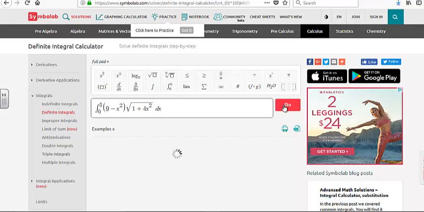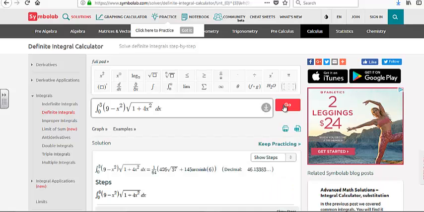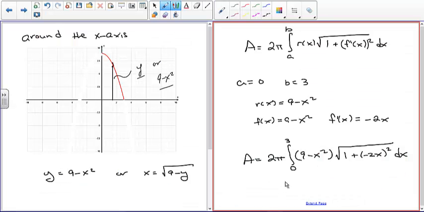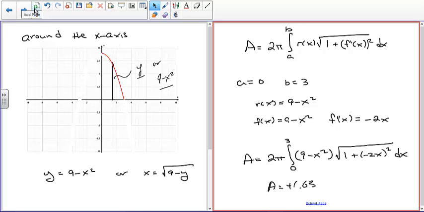See, even it's having trouble. It's like Friday, don't do this to me. Oh, there it is. Okay, so the answer is 46.13. So that's the surface area, 46.13 whatever squared, something squared. So that's the way you would do it, using everything in terms of x.